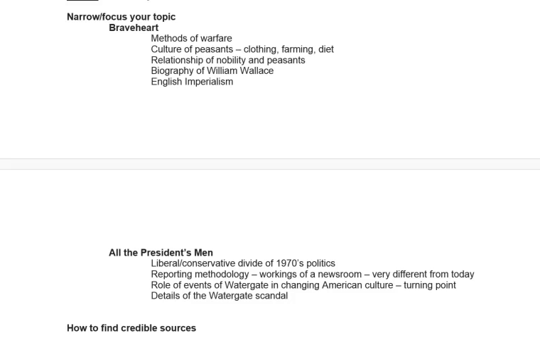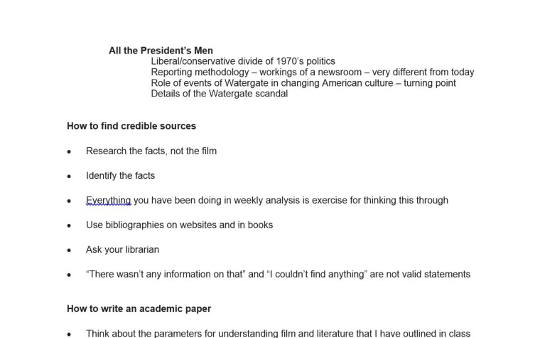So if you're doing the movie Braveheart, one of the things you could do is focus in on who was William Wallace and how is William Wallace portrayed in the film. There are other things you can talk about along the way, or English imperialism. These are all ideas that are in the film. So narrow or focus your topic so that you won't get too out of place, like All the President's Men, if you know that film. It's about Watergate. So we talk about news sources or reporting. The Washington Post was the paper and so forth. There's a lot of things you may look at, or the events of Watergate, or the whole thing surrounding Nixon. There's different things you can look at there.